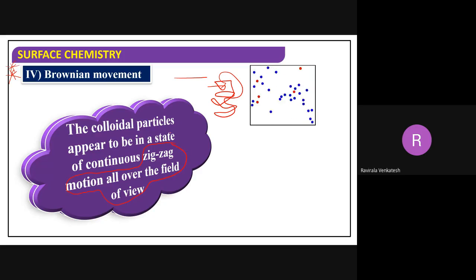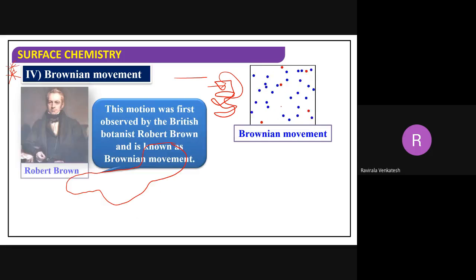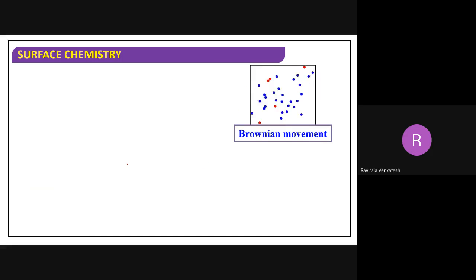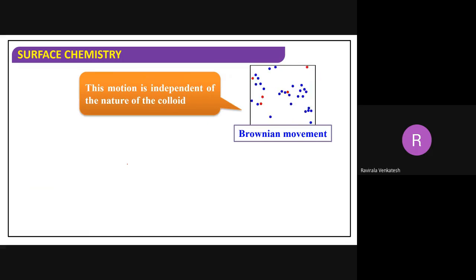So this zigzag motion of colloidal particles is called what? Brownian movement. The motion of colloidal particles in the zigzag motion is called Brownian movement. This was explained by Robert Brown, so it is called Robert Brownian movement. What can we explain with Brownian movement?